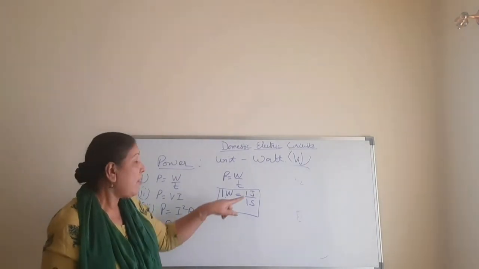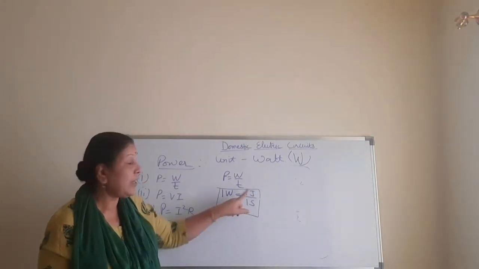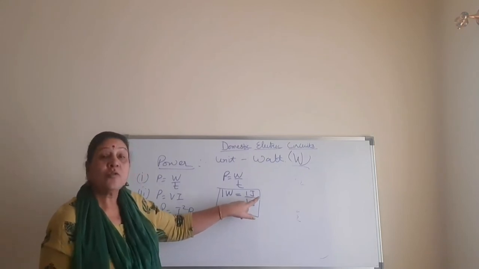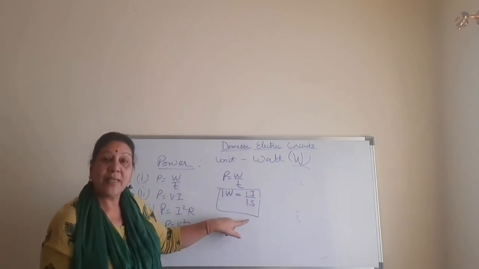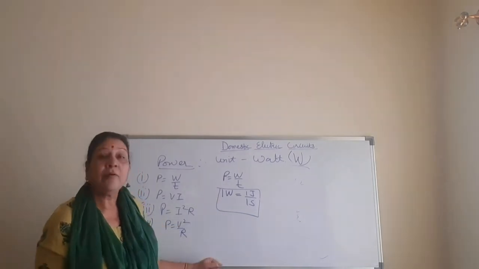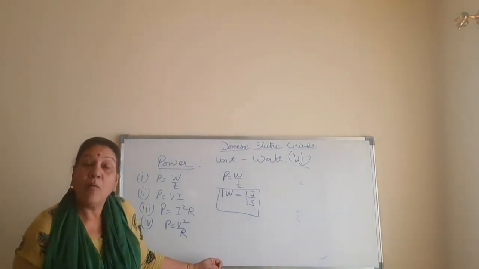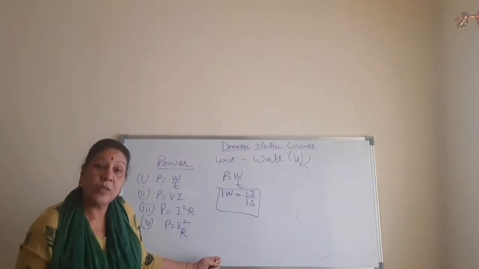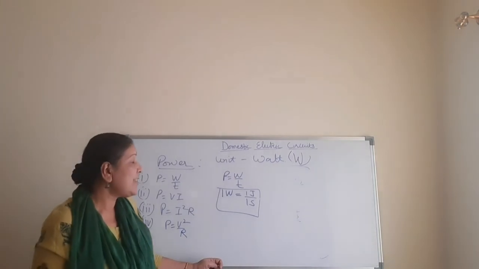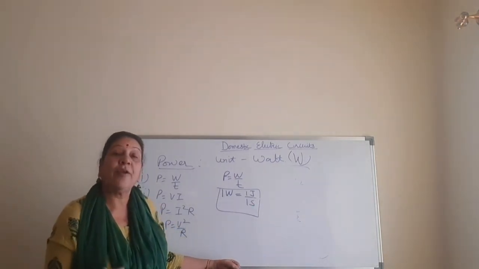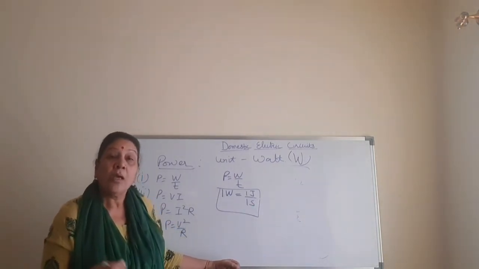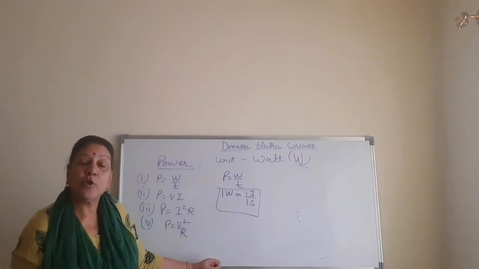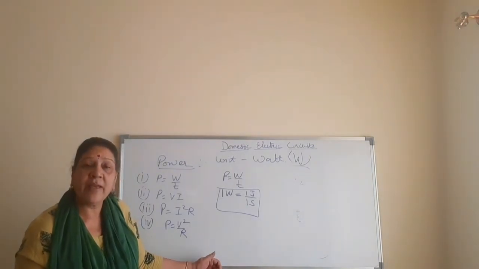Work definition. When 1 joule of work, this is joule, don't confuse it with W here, this is watt, and this is joules here. So when 1 joule of work is done in 1 second in an electric circuit, the power consumed is said to be 1 watt. If I'm giving you the energy definition, because work and energy are correlated, I will say that if 1 joule of energy is consumed in an electric circuit for 1 second, then the power is said to be 1 watt. So the question is, define electric power.